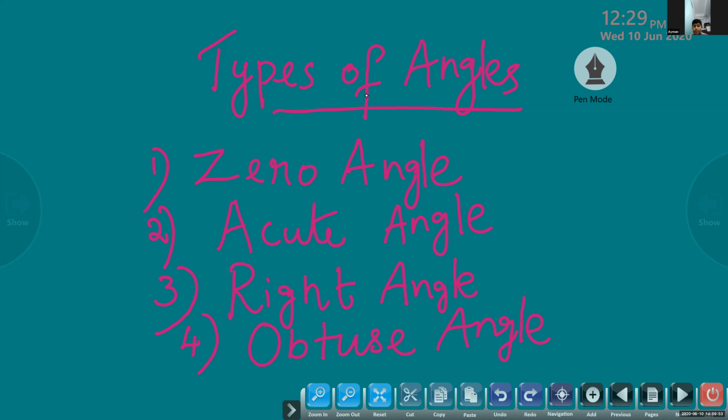So, children, you know how to measure an angle. Zero angle means the measure will be 0 degree. Right angle is 90 degree. I am coming to right angle.